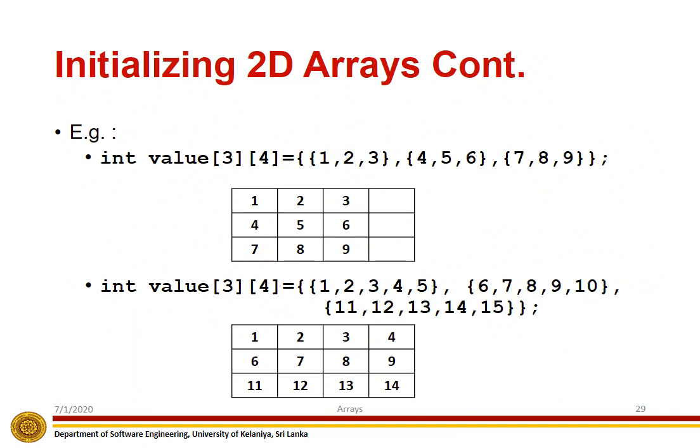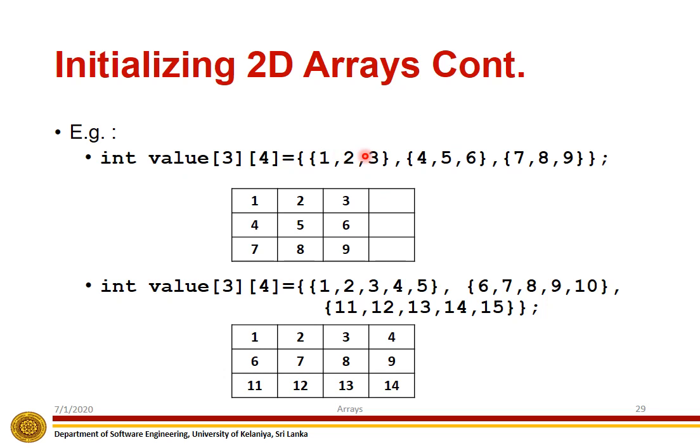In here you can see a few more examples for array representations. The first one is int value[3][4]. It means an integer type array. The array name is value and it has 3 rows and 4 columns. But in initializing you can see there are 3 rows, it is okay, but in each row there are only 3 elements. It means there are no 4 columns in here, in all of these.